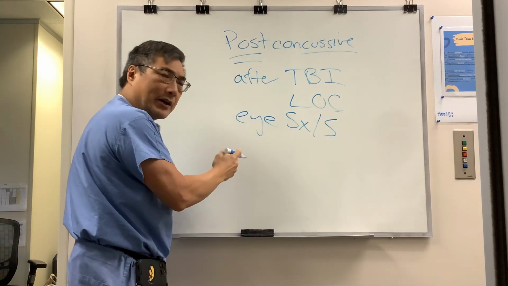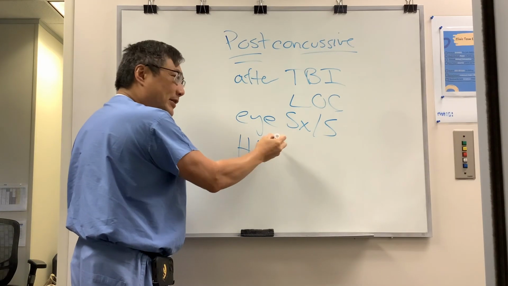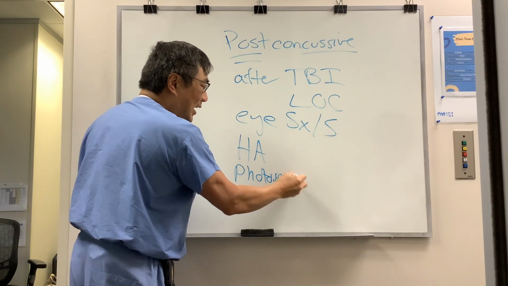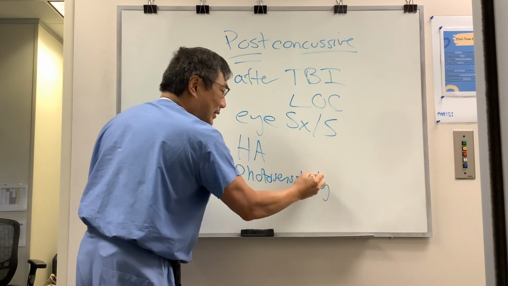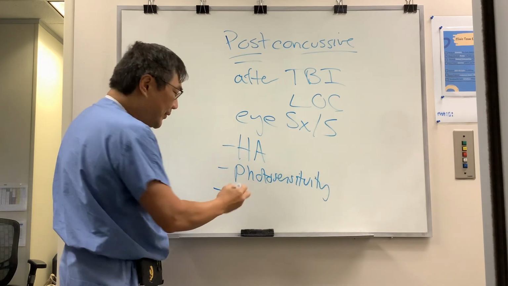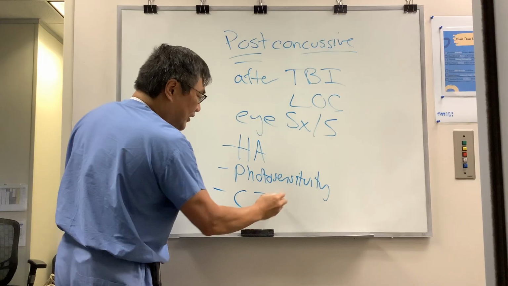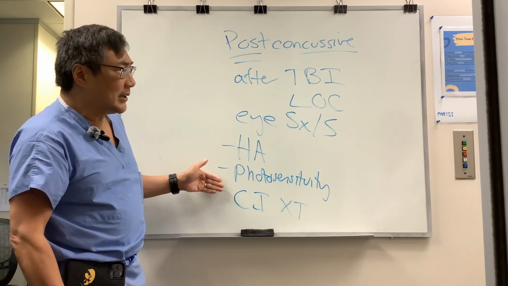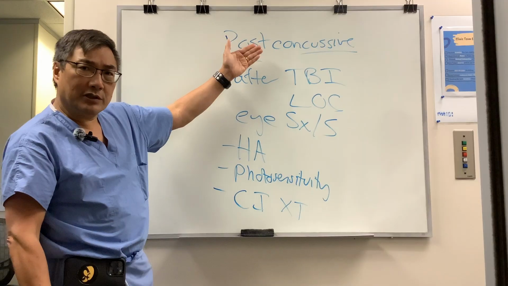The most common are headache, and that means they can have eye pain and photosensitivity, even without having iritis or any structural abnormality in their eye, and they might have intermittent diplopia from convergence insufficiency exotropia. So these three things are the most common things that we see in patients with post-concussive syndrome.